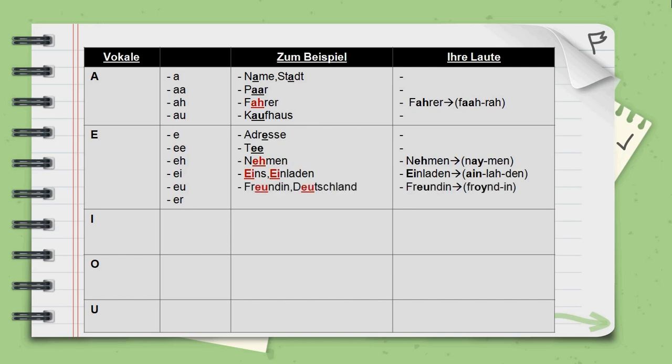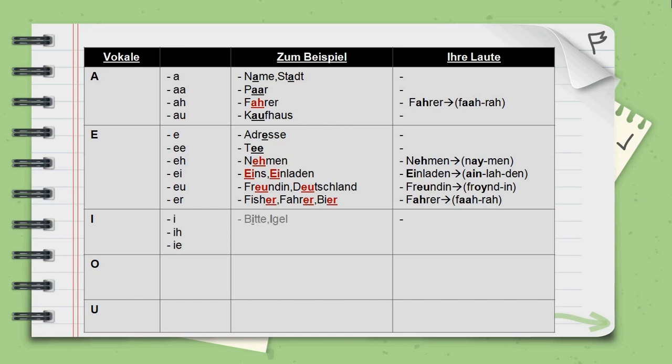But if you have E plus U, then they are pronounced like Oi, as in Freundin or Deutschland. If the letters ER are found at the end of the word, then they are pronounced as A. For example, Fischer, Fahrer oder Bier.